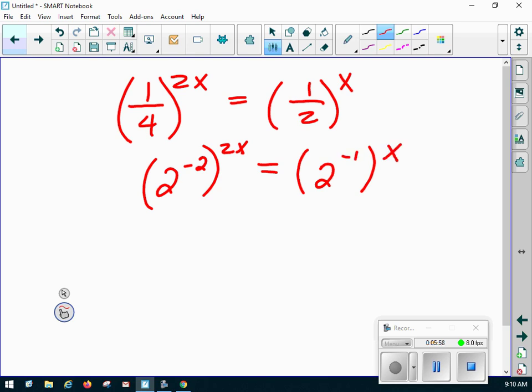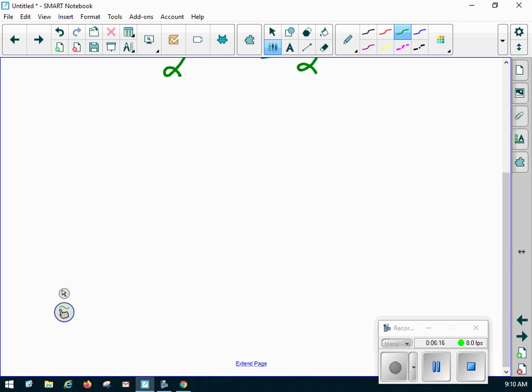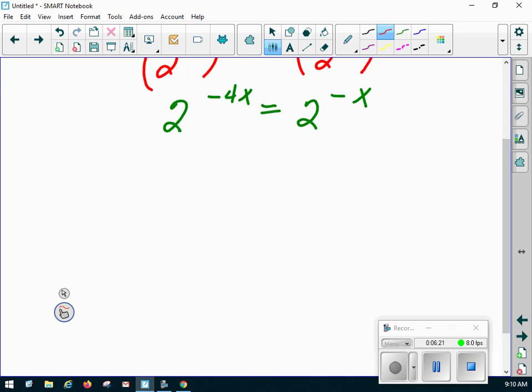That's the hardest part. What are you going to do now? 2 to the equals 2 to the... Now, this problem screwed you up yesterday, or a problem similar to this. What's true? Bases are the same, so exponents have to be the same. Good. So negative 4x equals negative x.